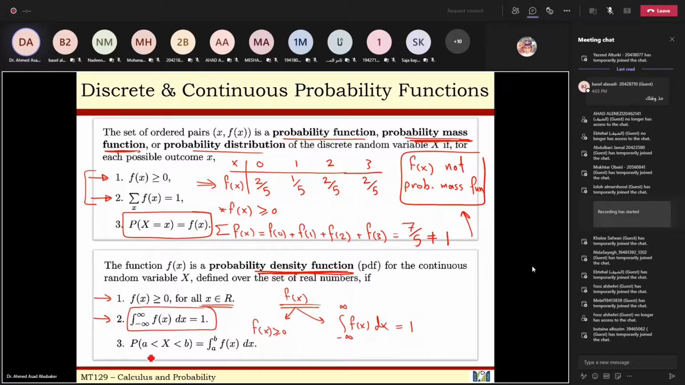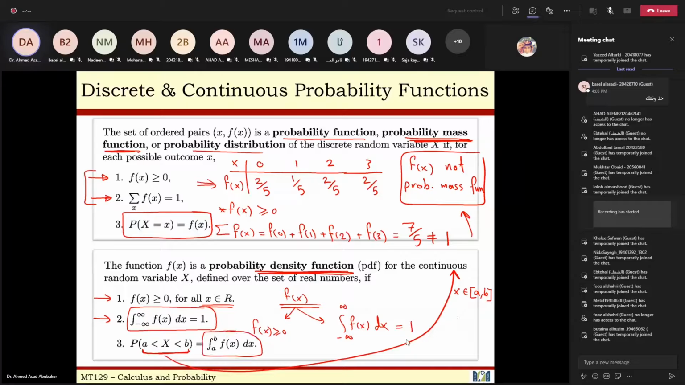Here we cannot find the probability for one value. We must find the probability with an interval. So because this is continuous, we must use the interval, x belongs to from A to B, for example. So what's the probability x greater than A and less than B? This probability is found by integration: the integral from A to B of f of x.